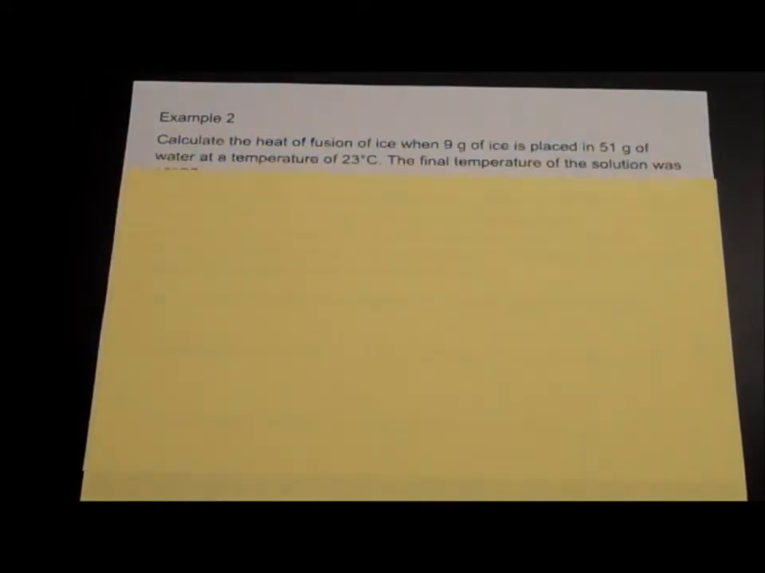Example number 2. Calculate the heat of fusion of ice when 9 grams of ice is placed in 51 grams of water at a temperature of 23 degrees Celsius. The final temperature of the solution was 16 degrees Celsius.